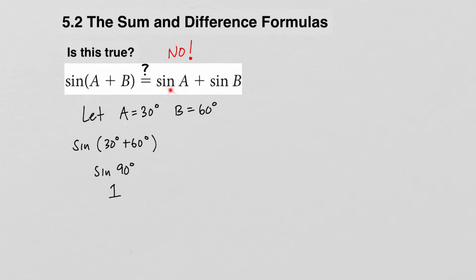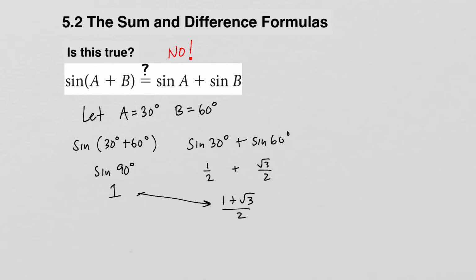If we use the right-hand side, then what we would have is the sine of 30 degrees plus the sine of 60 degrees. Well, the sine of 30 degrees is 1/2, and the sine of 60 degrees is the square root of 3 over 2. And this is equal to 1 plus radical 3 divided by 2. And these two values are not equal. So it turns out that this is not true.